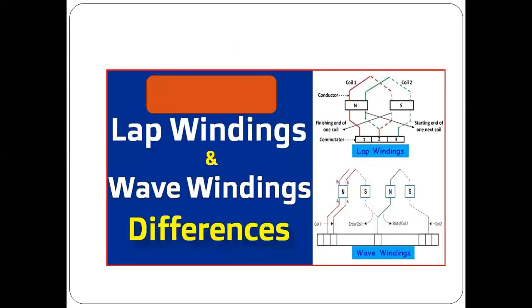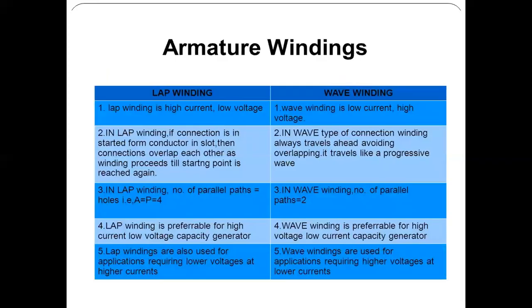So that is the difference. In the diagram you can observe the lap winding and the wave winding. So now you can study the difference. Lap winding operates with high current and low voltage. Wave winding has low current because of fewer parallel paths. In lap winding we have more parallel paths, high current. In wave winding, fewer parallel paths, low current.